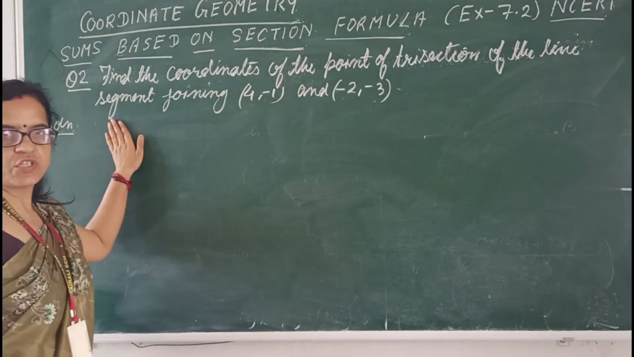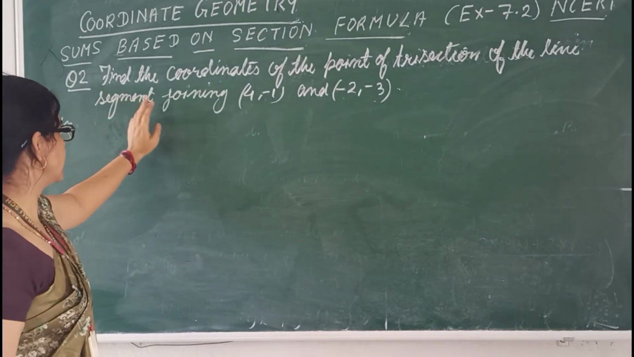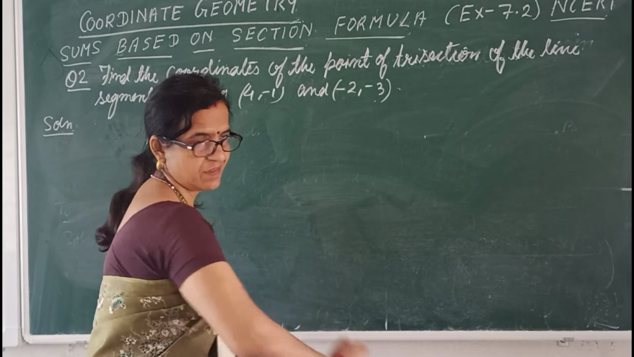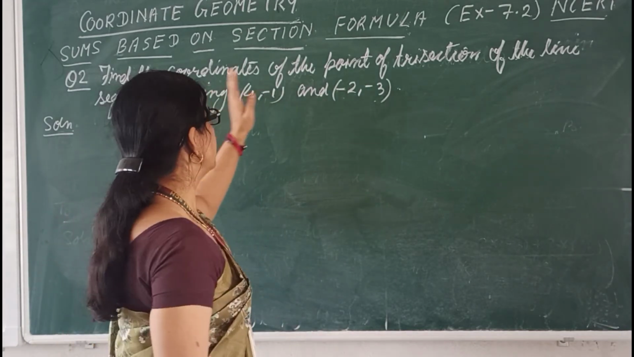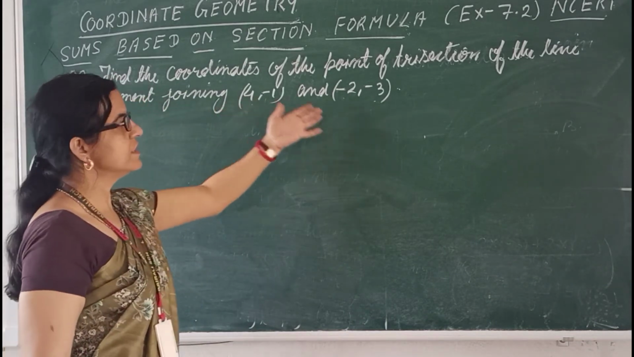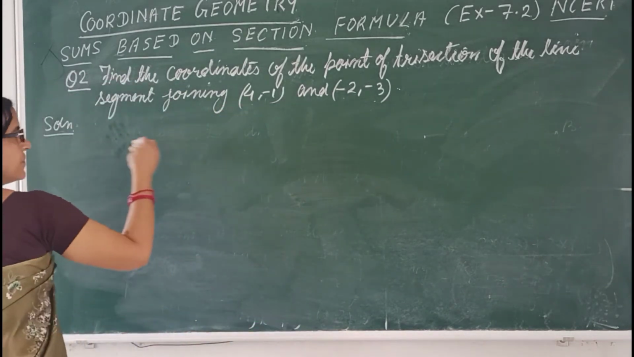Now, let us do question number 2. Question number 2 says, find the coordinates of the points of trisection, 3 parts. Find the coordinates of the points of trisection of the line segment joining the points given. So let us start the solution.